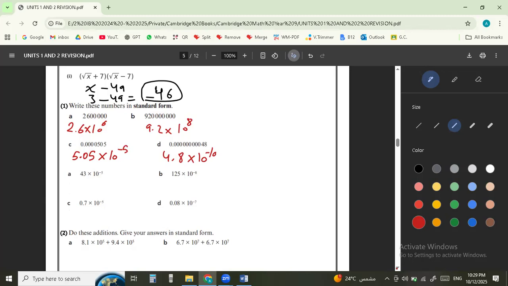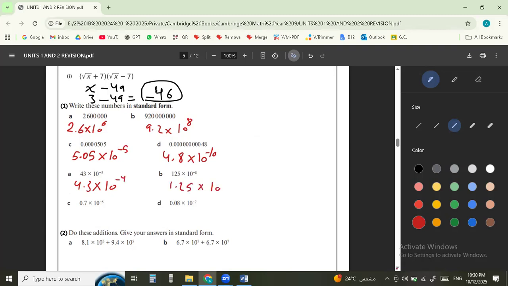Here, 4.3 times 10 to the power of negative 5. But I moved it 1 digit to the left. So negative 5 plus 1, because I moved it to the left, then it's positive. I moved it 1 digit to the left, so plus 1, it becomes negative 4.